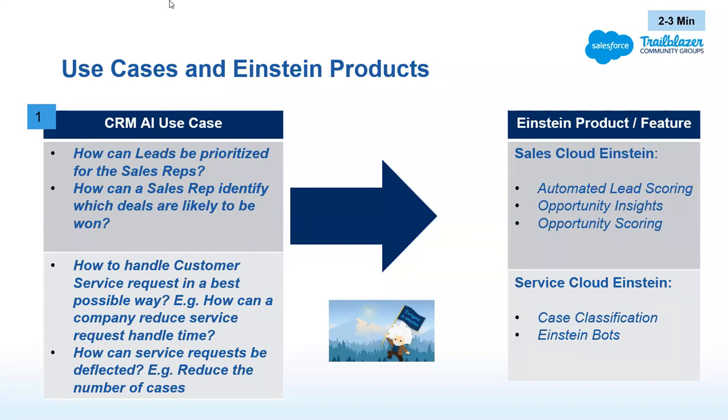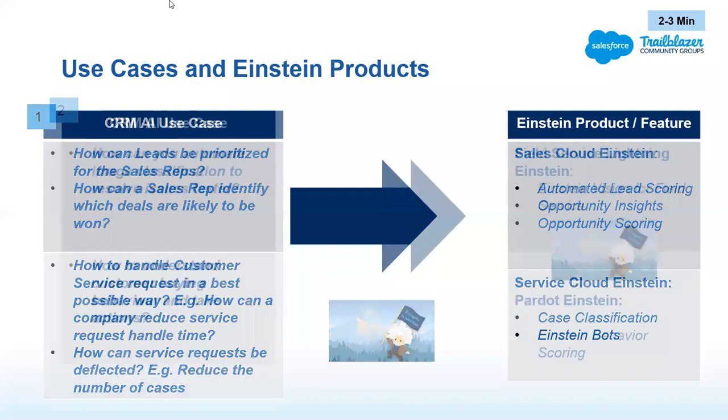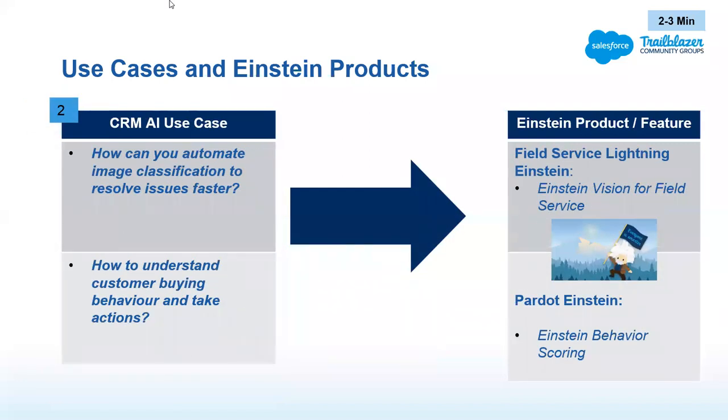There are multiple use cases for different clouds: Sales Cloud, Service Cloud, Pardot, Commerce Cloud, etc. How can you automate image classification to resolve issues faster? That's used for Field Service Lightning Einstein. Because we have limited time for the session today, we are not going to cover all the use cases, but these are the general use cases. I also want to point out that there are product features available for other Salesforce products, for example Field Service Lightning. We have Einstein Vision for field service, which is available.